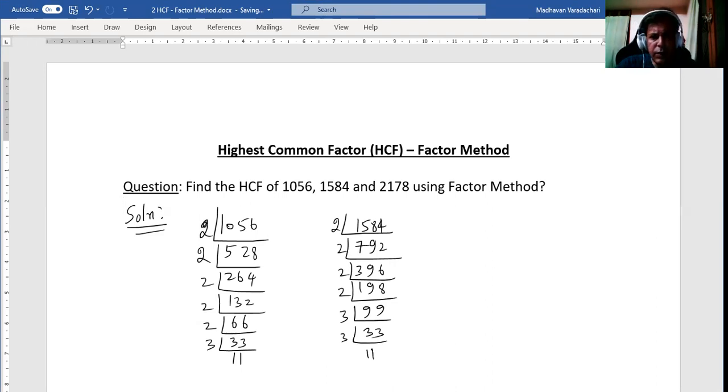Then next, check 2178. Start with 2, which gives 1089. Now I can't use 2 anymore, so let me use 3. 3 3s are 9, so 363, then again 3 gives 121. This is the square of 11, so 11 and 11.